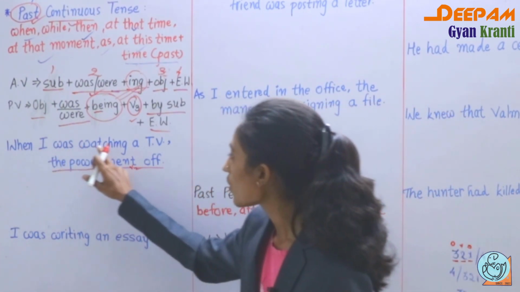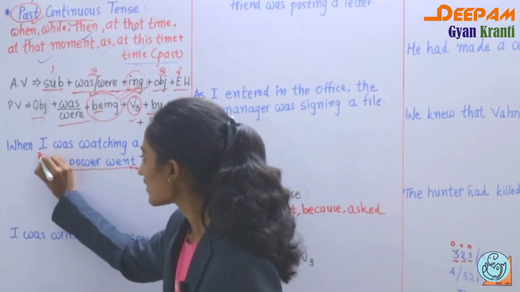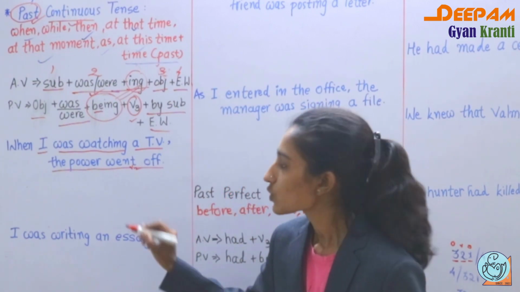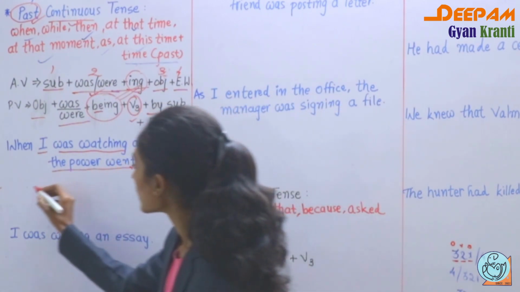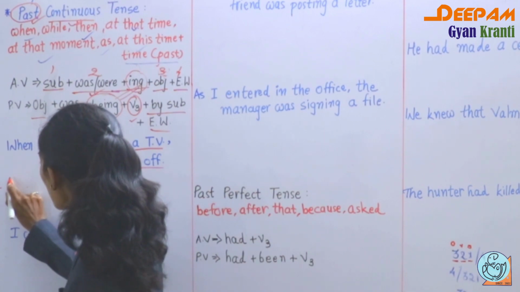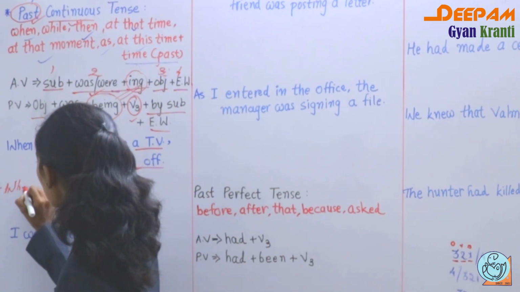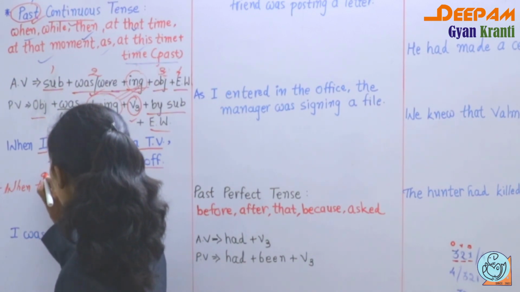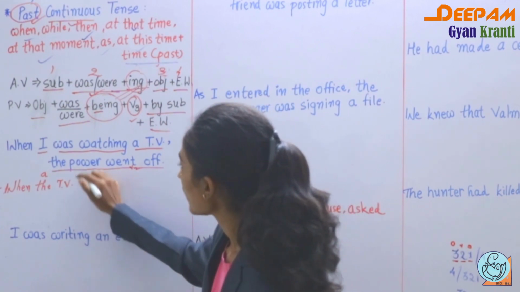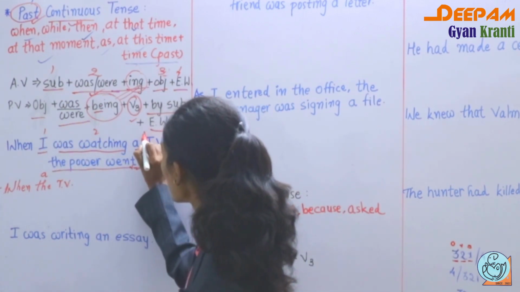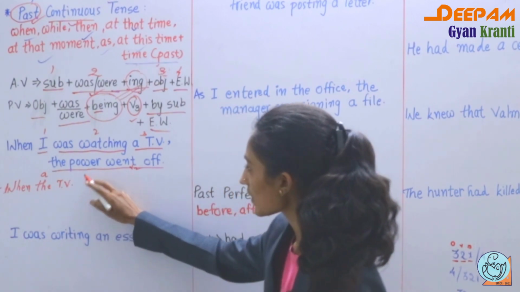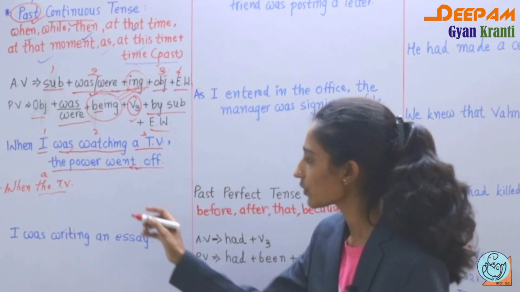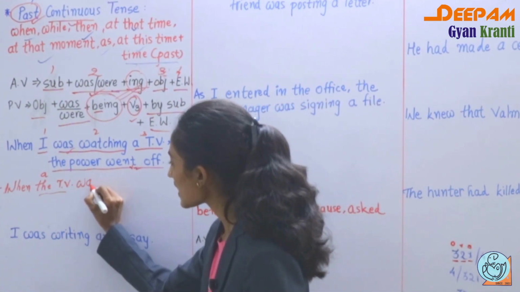See, when I was watching TV, so I, that is the subject, was watching, verb, and a TV, right? So what is the passive voice? A TV comes first. Now see, this one is our first, second and third number. So when the TV. Now TV is singular, so with singular what do we have to add? We have to add was. So when the TV was.